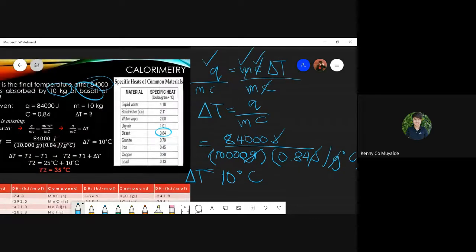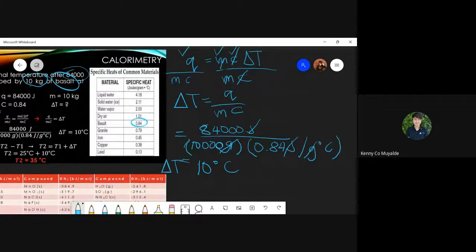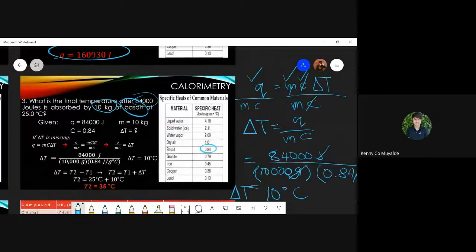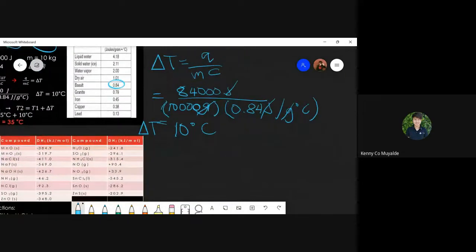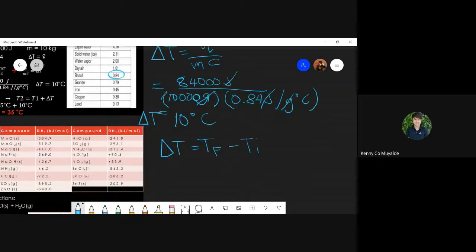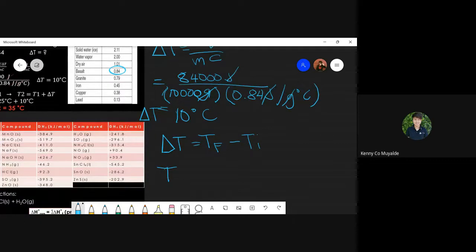But what we are looking for in this question is the final temperature. So the temperature written here is our initial temperature. How do we find the final temperature? The change in temperature is equal to T final minus T initial, right? Now, in order to get the final temperature, we have to rearrange this formula. So the final temperature is equal to the change in temperature plus our initial temperature. Okay?